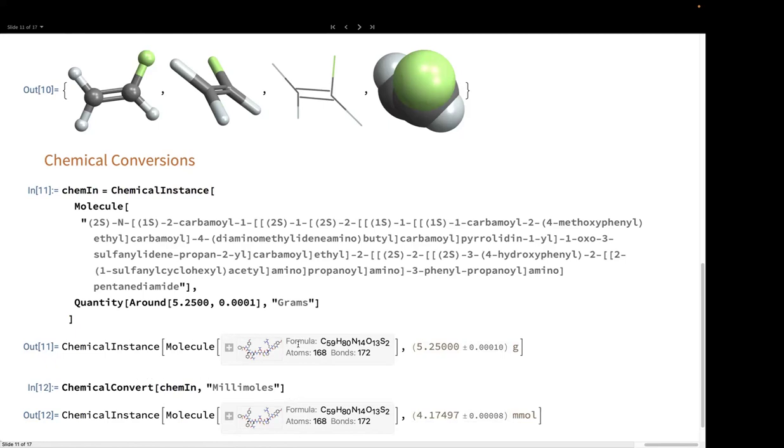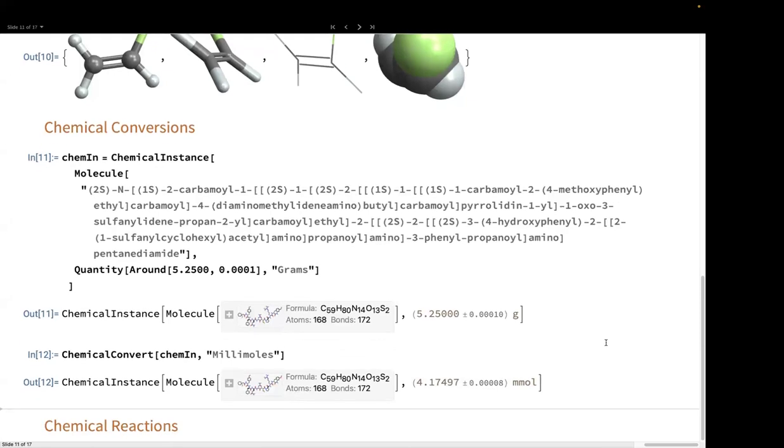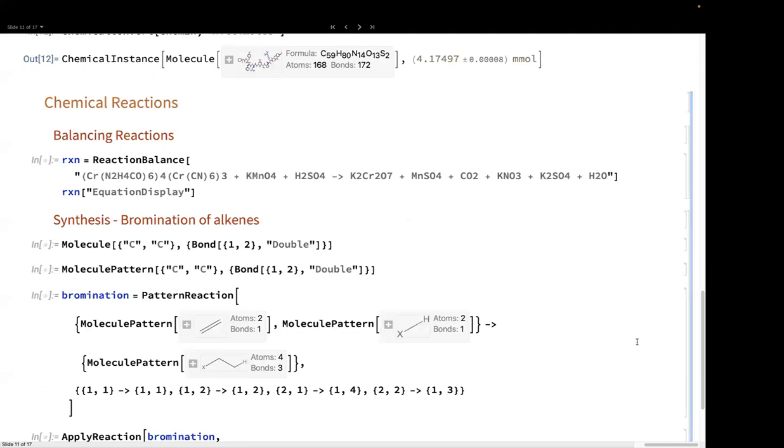So here I asked to take this amount of this molecule and convert it to millimoles, and you'll notice it does it and keeps it connected with the molecule, hence the chemical instance, but the error is propagated right through in the full fashion that you would learn about in PChem lab. So here you can, with these tools, get away from having to teach students how to do partial derivatives and just focus on the outcome and how it affects the design of experiment.